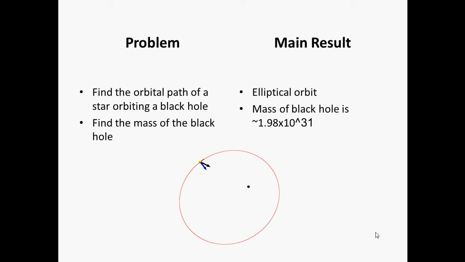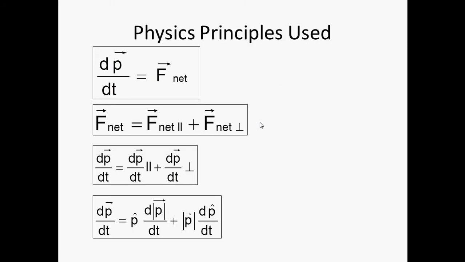So the main result was that, as you can see here, the star went in an elliptical orbit, and the mass of the black hole was approximately 1.98 times 10 to the 31st kilograms.